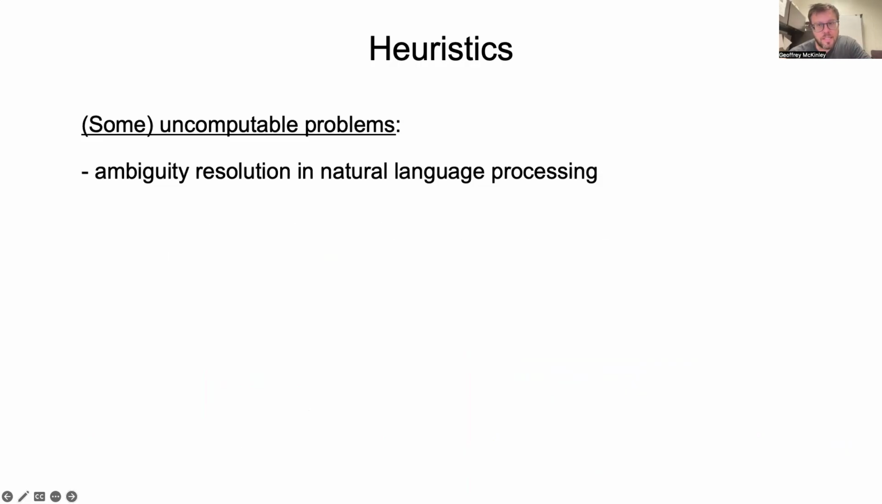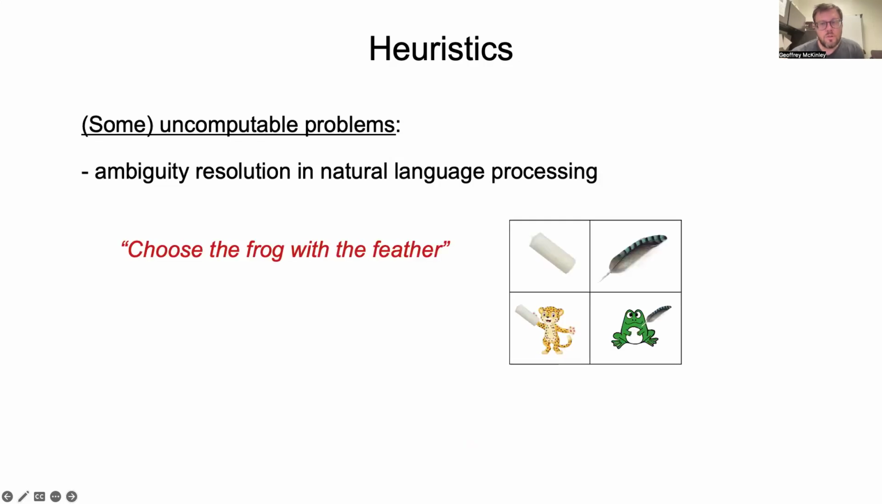So now we'll talk about another example of ambiguity resolution in natural language learning. For example, imagine I showed you this picture, right? We've got a candle, a feather, a cheetah with a candle, and then a frog with a feather. So imagine you saw this picture and then I said, choose the frog with the feather. Now, does this mean that you should select the frog that is holding a feather, or select the feather and then use the feather to select the frog?